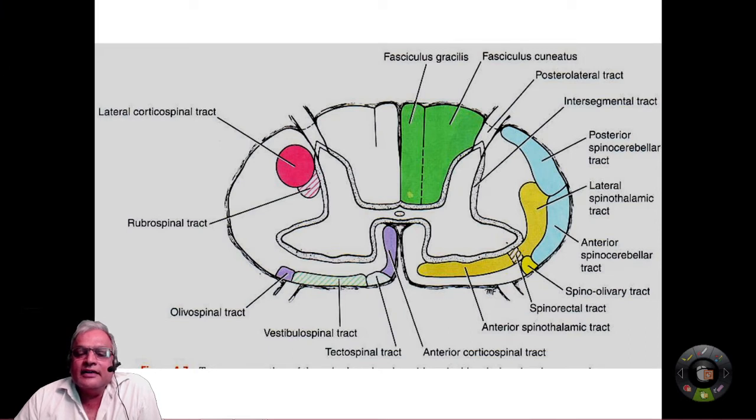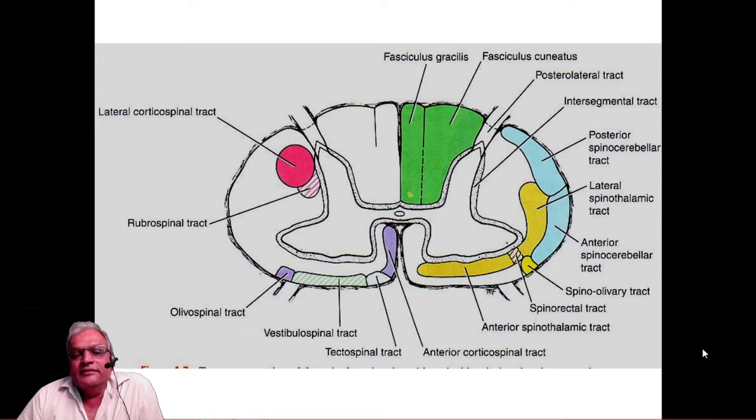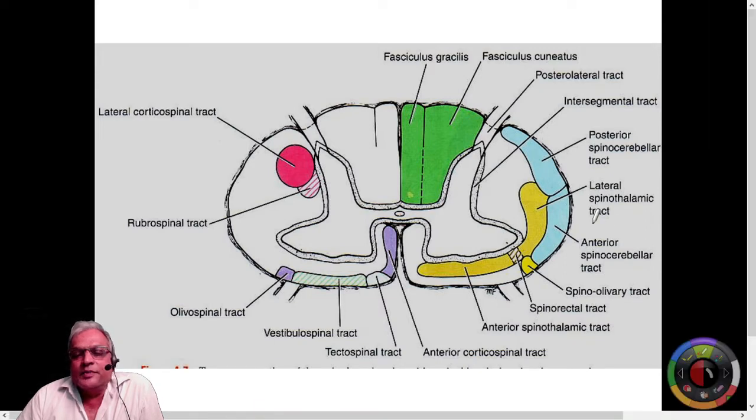Even though I've given green color, blue color, yellow and all in the white matter, remember, that is the white matter, and this portion in the middle is your gray matter, right? And the central canal is lined by ependyma. Now, in this particular diagram of the spinal cord, you can see that this has a posterior part here and an anterior part.